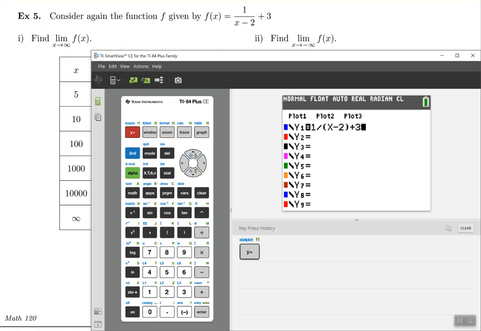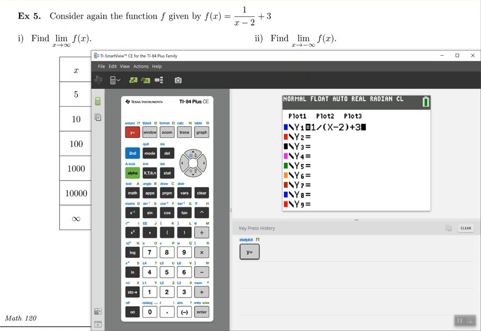So as you can see, example number 5 is a little bit different. It's asking for the limit as x approaches plus infinity and minus infinity, not a specific number like 3 or 2 or 4. They want us to know what happens as x goes to infinity, meaning what happens if x gets bigger and bigger. And to do this problem, I'm going to use a table.